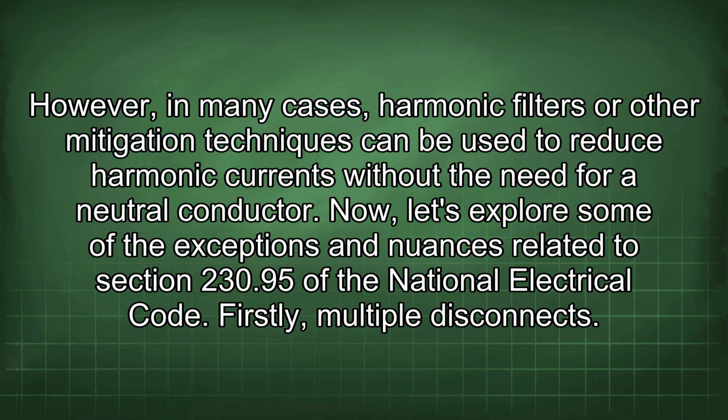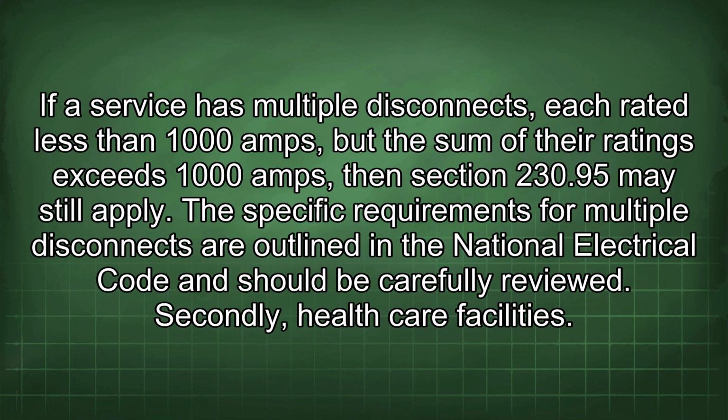Now, let's explore some of the exceptions and nuances related to Section 230.95 of the National Electrical Code. Firstly, multiple disconnects. If a service has multiple disconnects, each rated less than 1000 amps, but the sum of their ratings exceeds 1000 amps, then Section 230.95 may still apply. The specific requirements for multiple disconnects are outlined in the National Electrical Code and should be carefully reviewed.